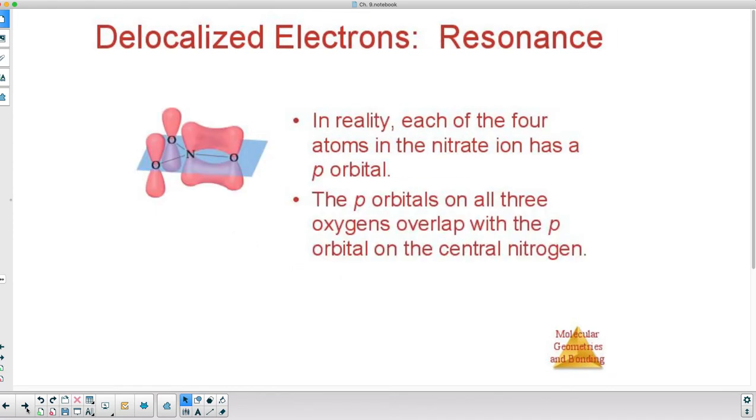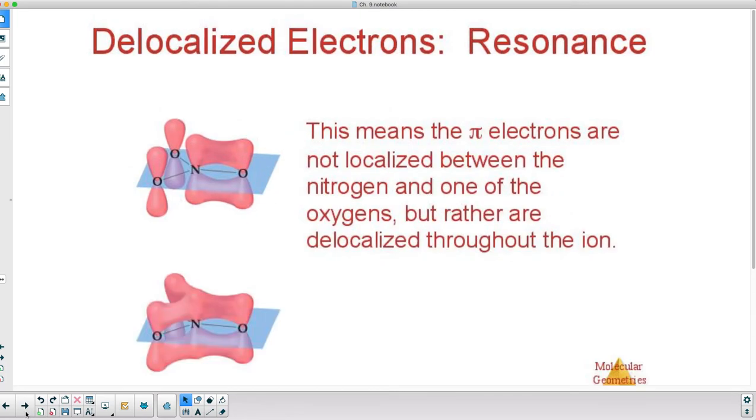In reality, it says each of the 4 atoms in the nitrate has a p orbital. So the p orbital on all 3 oxygens overlaps with a p orbital on the central nitrogen, as you see what's going on there. This means that the pi electrons are not localized between the nitrogen and one of the oxygens, but rather delocalized through the whole ion. So what does that even mean, delocalized?